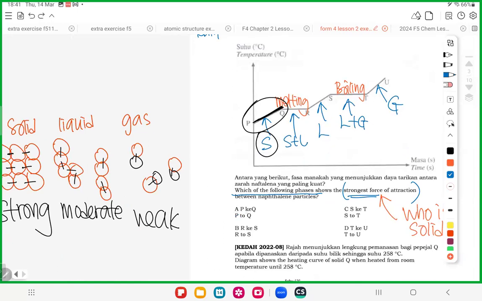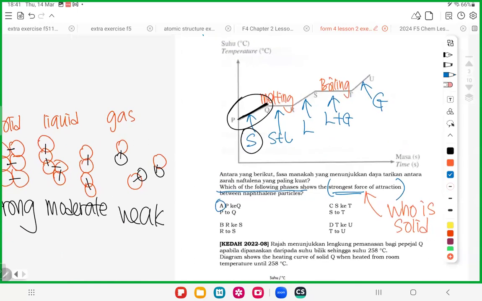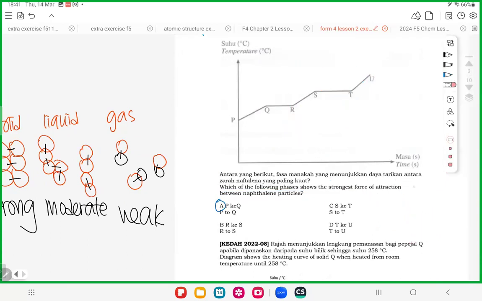Okay guys, let me know in the chat box. Can you see how to solve this question? Are you okay with this? It's not hard, but you really need to know the logic of this question. When they say strongest force of attraction, actually they are referring to solid. So you need to know where you can get your solid. We have a few more questions to go. Let us finish it. All right, next one.